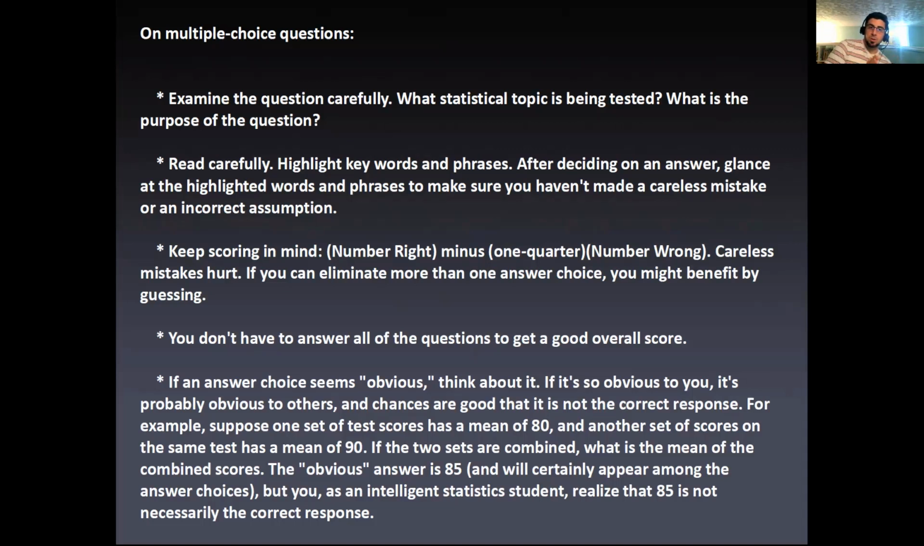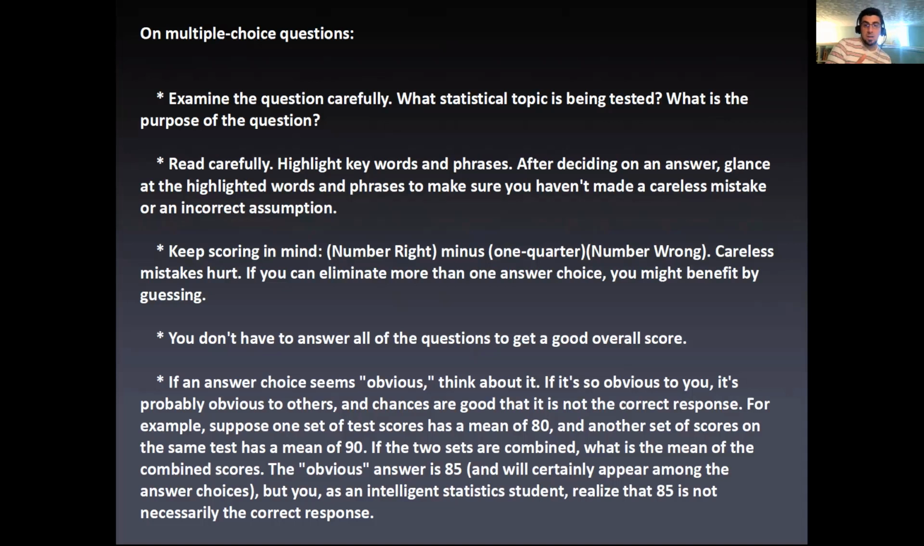So for example, suppose one set of test scores has a mean of 80 and another set has a mean of 90. The two sets are combined. What is the mean of the combined scores? The obvious answer is 85 because that's the average of 80 and 90. And that's probably going to be one of the answer choices, and that's probably going to be the one that a lot of people think to pick first.